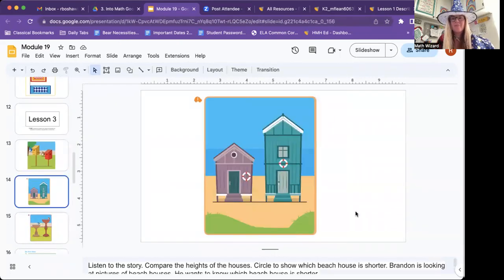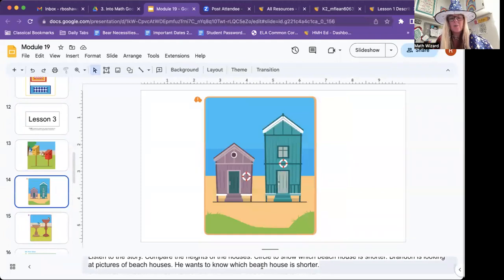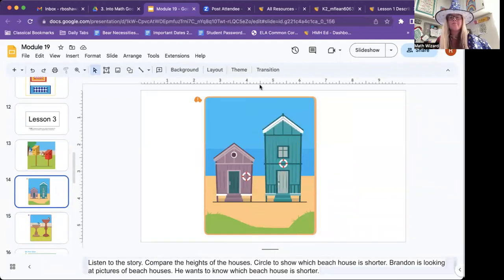Here we go. The beach. Summer's coming. Listen to the story. Compare the heights of the houses. Circle to show which beach house is shorter. Brandon is looking at a picture of beach houses. He wants to know which beach house is shorter.